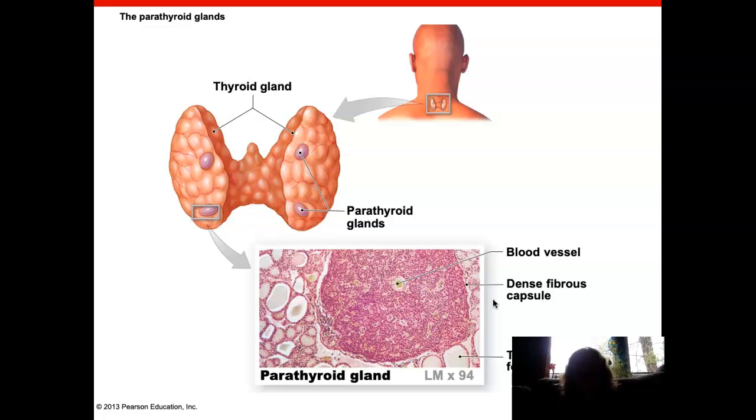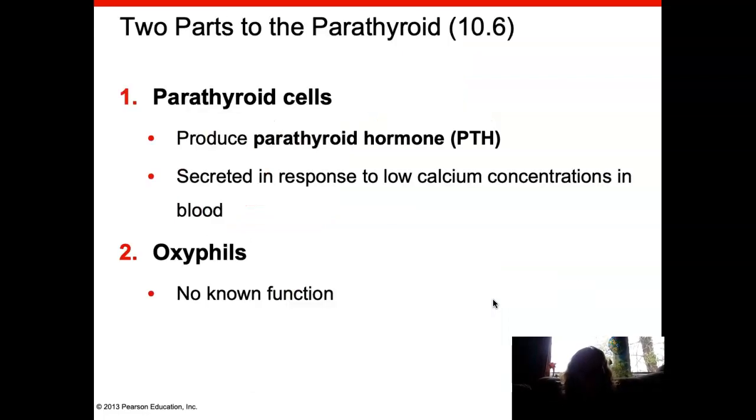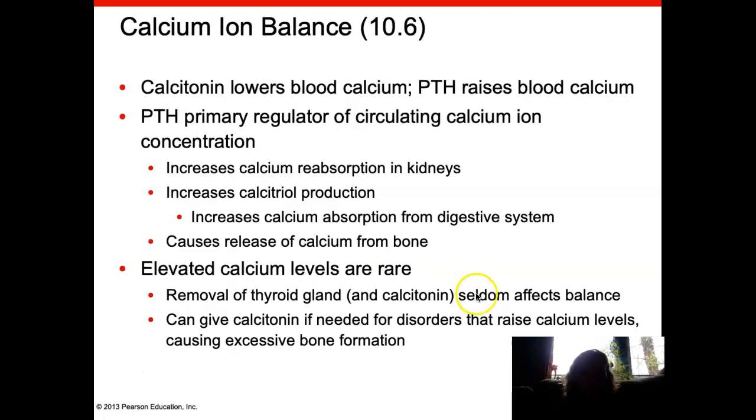parathyroid glands, and they will produce parathyroid hormone, PTH, and that has the opposite effect of the thyroid hormone calcitonin. So calcitonin lowered blood calcium. Parathyroid hormone will raise blood calcium. And there are also cells called oxyphils with no known function. So parathyroid and thyroid are important in calcium ion balance. Calcitonin lowers blood calcium. Parathyroid hormone raises blood calcium.